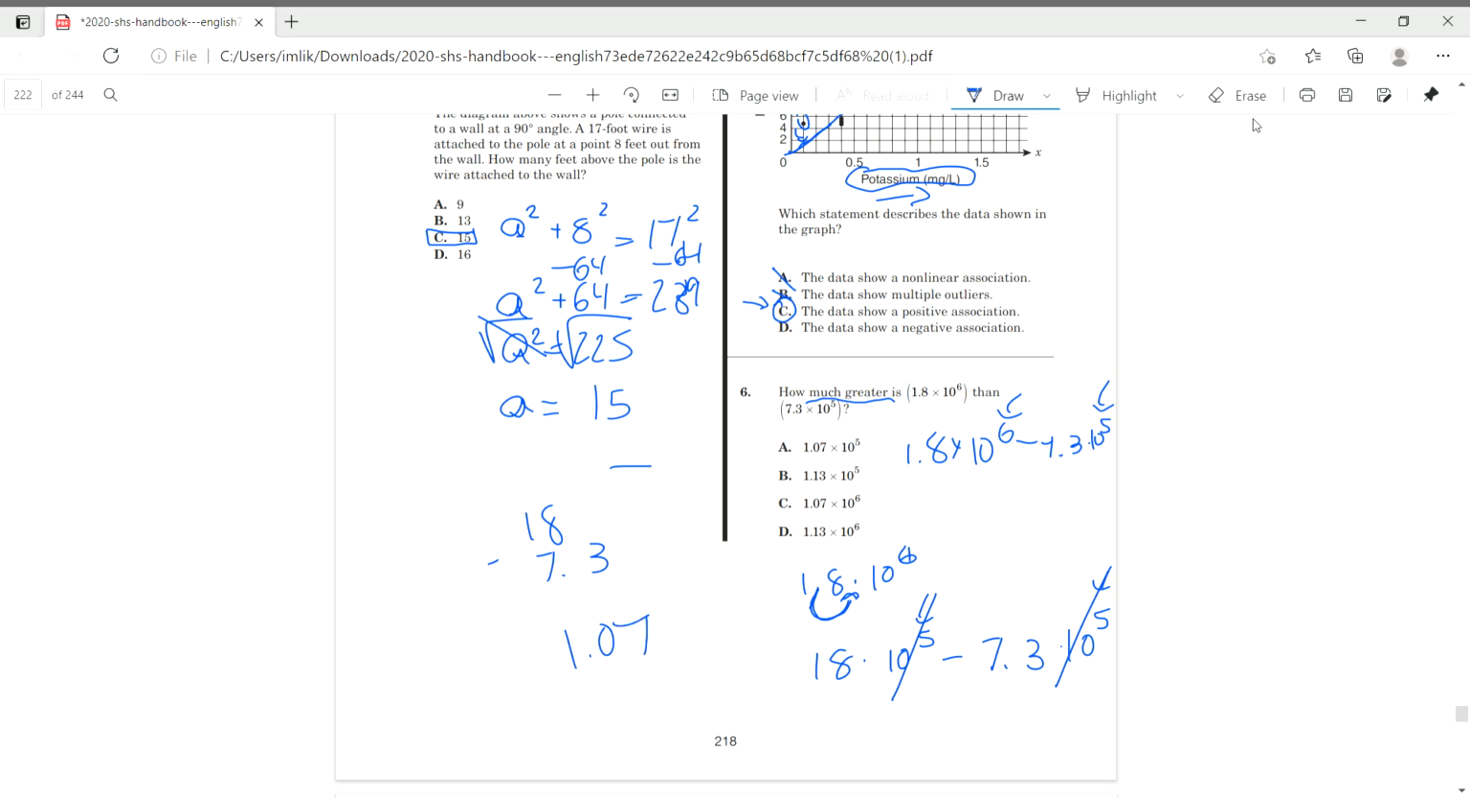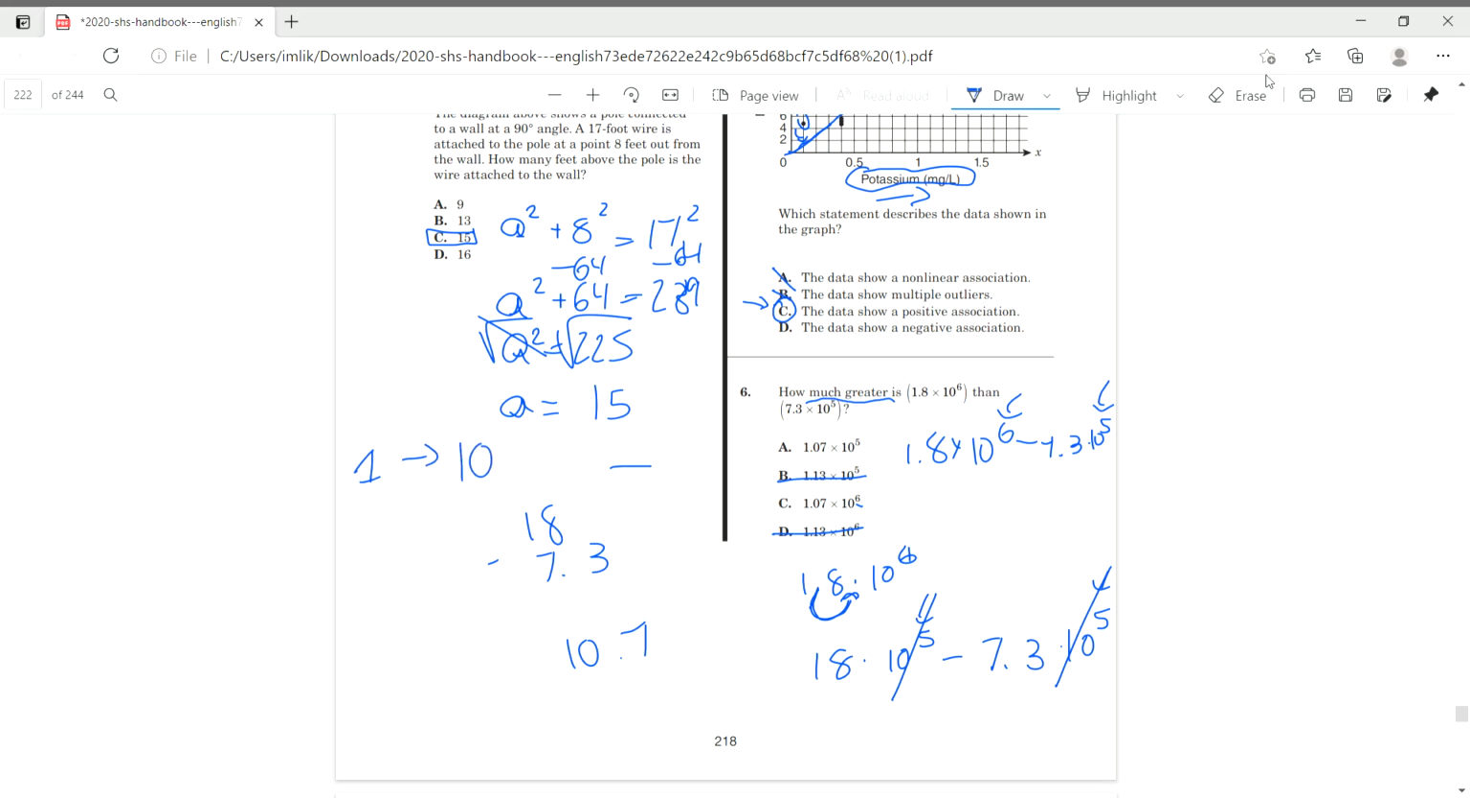Let me look at that right now. 18 minus 7.3 gives you, sorry, this was wrong. It gives you 10.7. Now, notice how this 1.3 and 1.3 are irrelevant to this. We have an option of to the power of 6 and to the power of 5. And this is because when something is in scientific notation, the number has to be between 1 and 10.